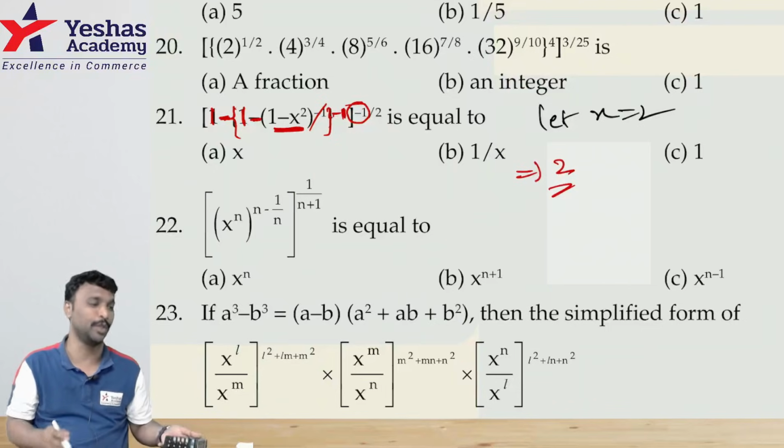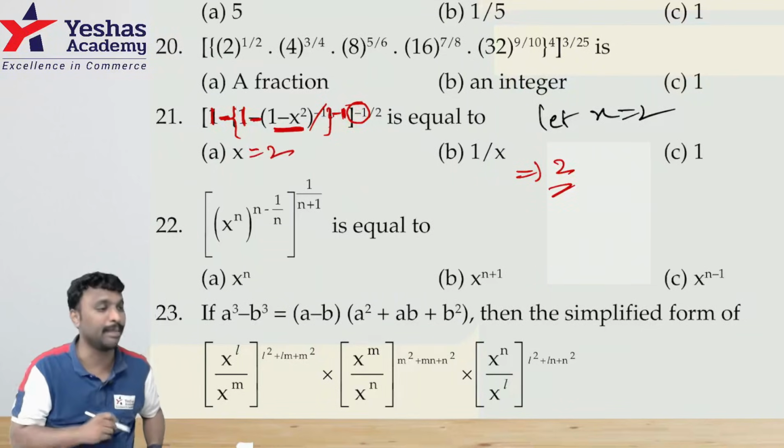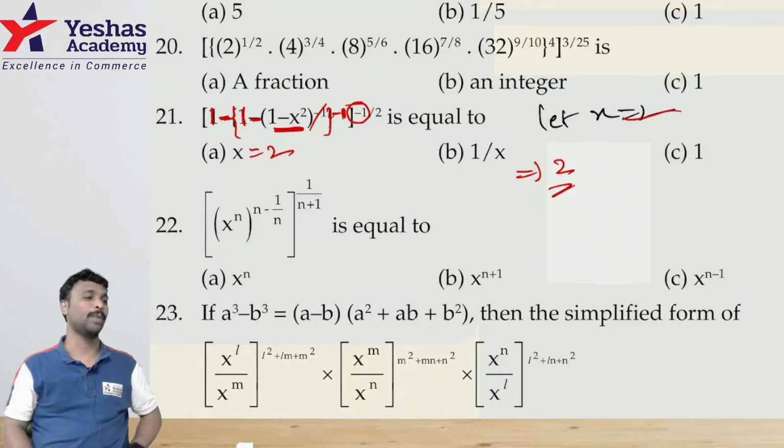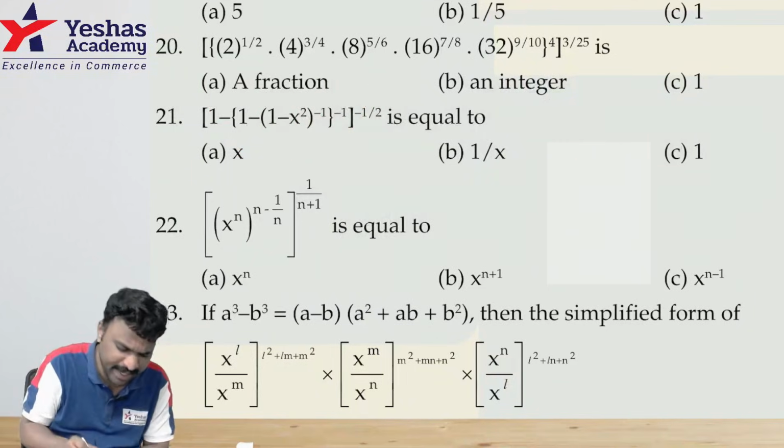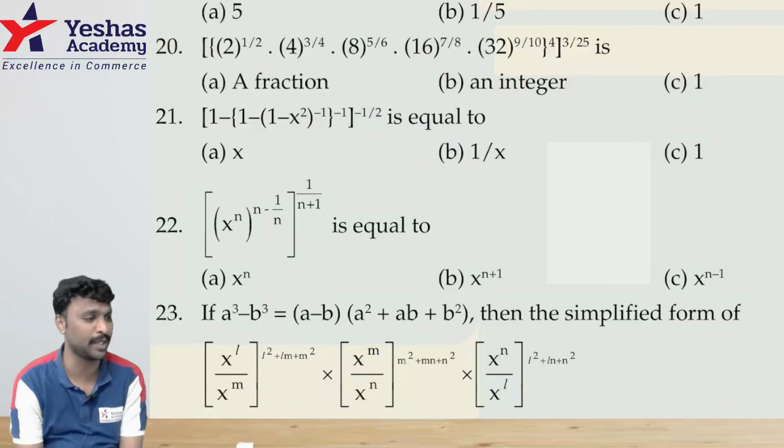Which option gives you 2? Clearly option A only, because x value, what is it? 2. So option A is the only right one. So guys, let me explain once again. See guys, why are we not plugging in x value as 1 or 0?